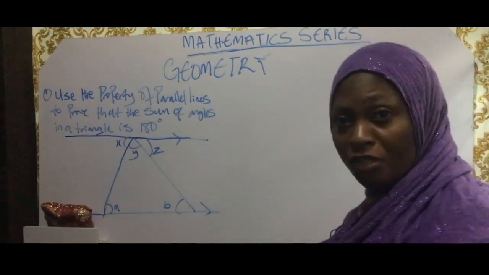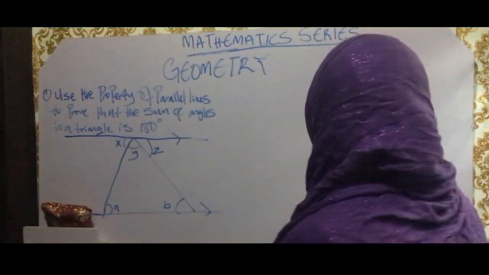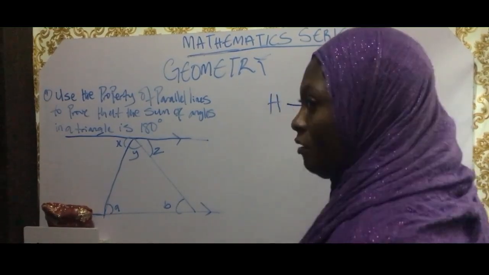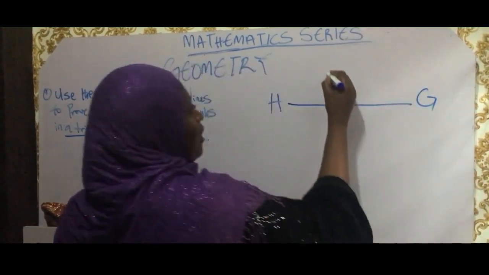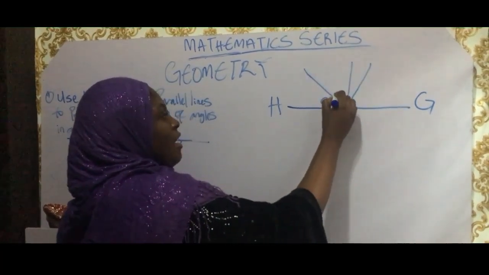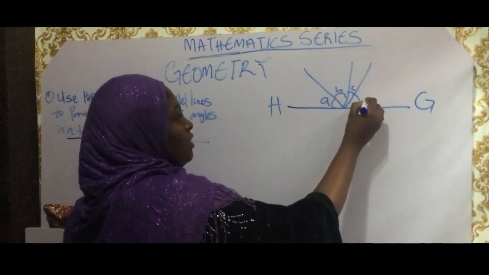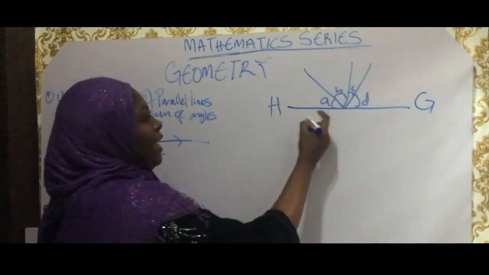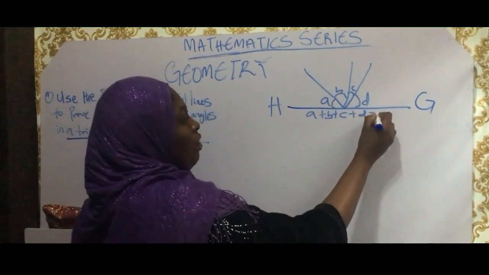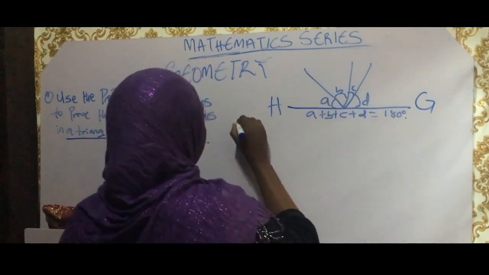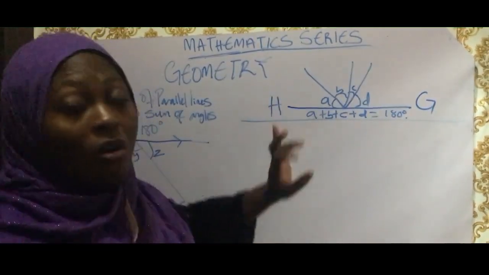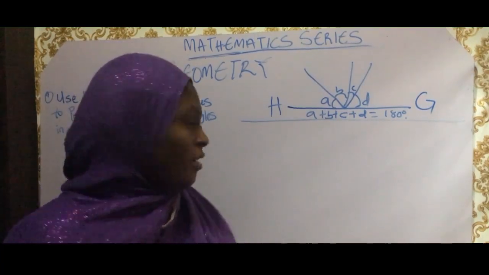But before we actually solve this question, we have to learn something, which is, if we have a straight line HG, and if we have different angles on a straight line, let's say we have angle A, angle B, angle C, and angle D on a straight line HG. Then angle A plus angle B plus angle C plus angle D all add up to 180 degrees. So it means that all angles on a straight line add up to 180 degrees.